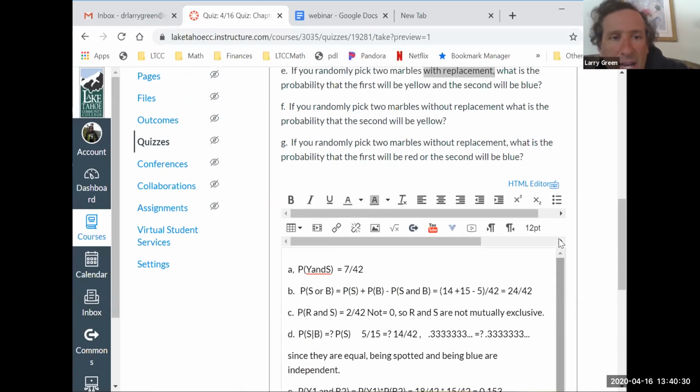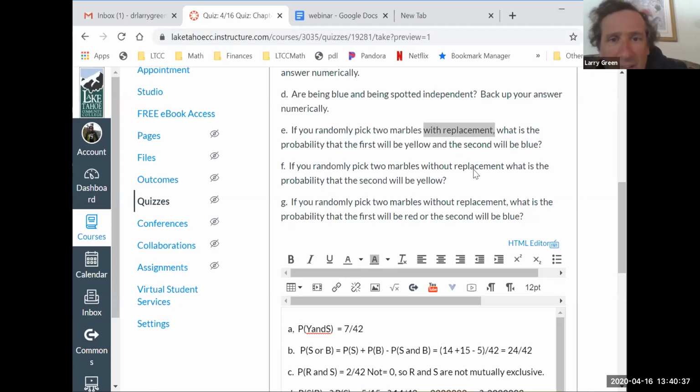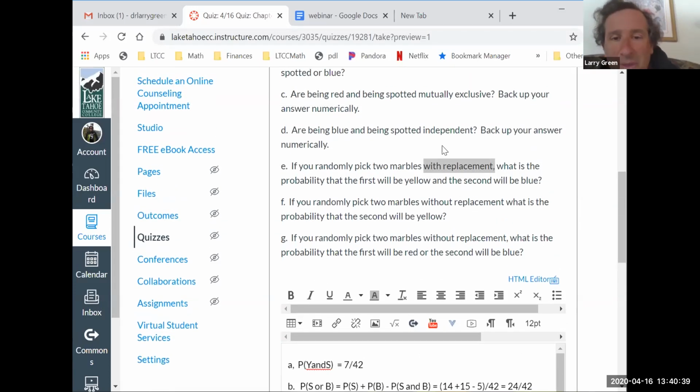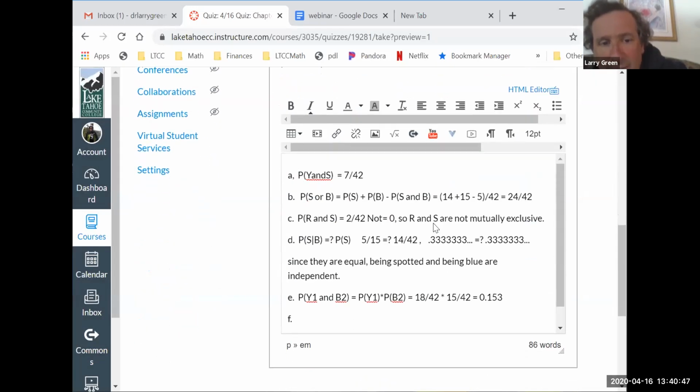Okay, so if we look at F, F is if you randomly pick two marbles without replacement, and that's important. Notice the last one was with replacement. This is without replacement. What's the probability that the second one will be yellow? Okay. So that means we just want to find the probability of Y2. So what is that probability?